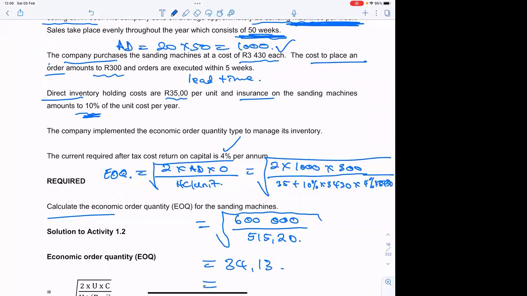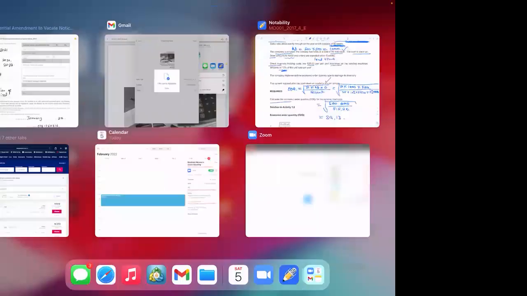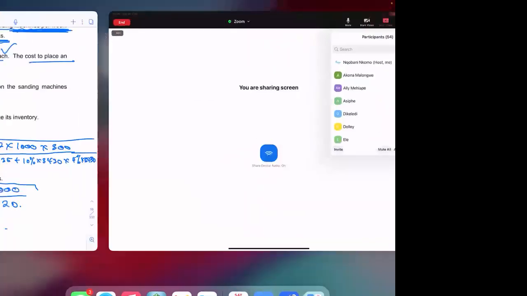Good people? I want us to answer this one because it will help us to answer other questions when we get into the exam. It's 34.13. So how much will be our final answer? Who can help us? Or I should choose any.